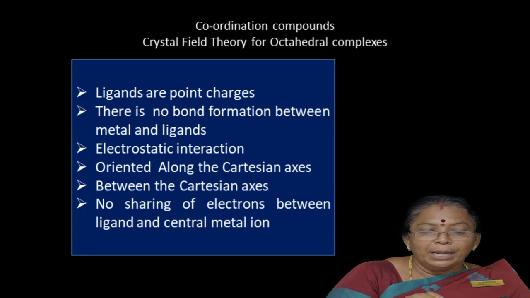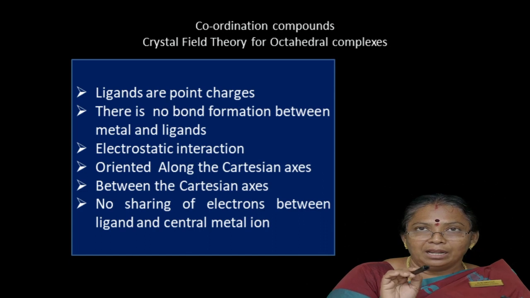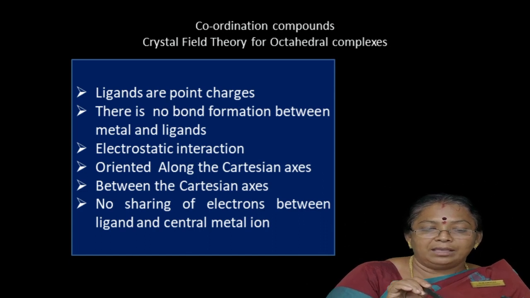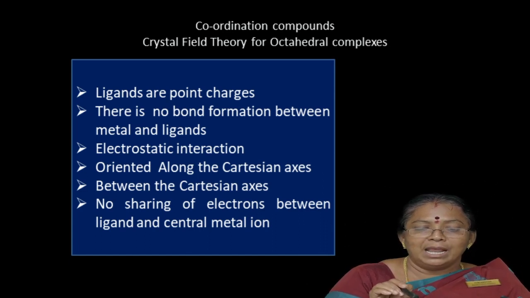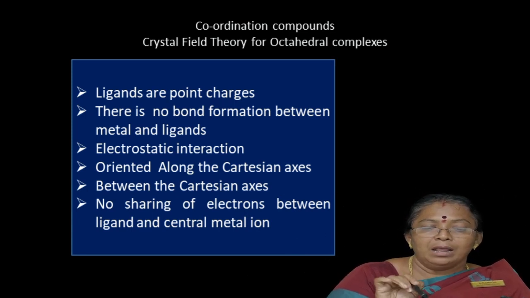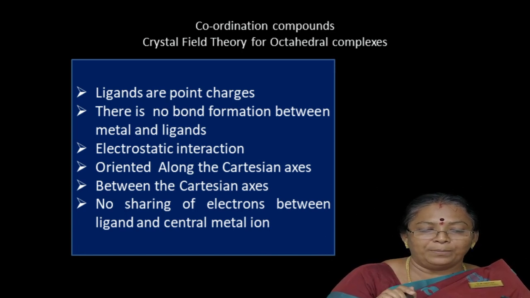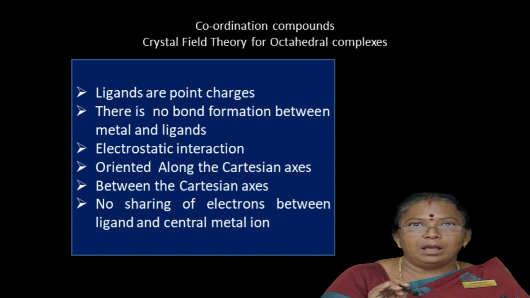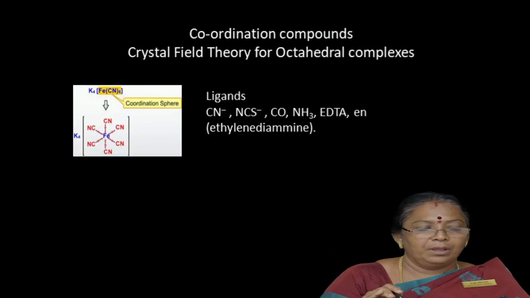Then, in between the Cartesian axis, in octahedral complexes, the dxy, dyz, dxz, these 3 orbital lobes are located in between the Cartesian axis of the octahedral complex. That means there is no sharing of electrons between the ligands and the central metal atom, just electrostatic interaction is attained in that complex compound formation.